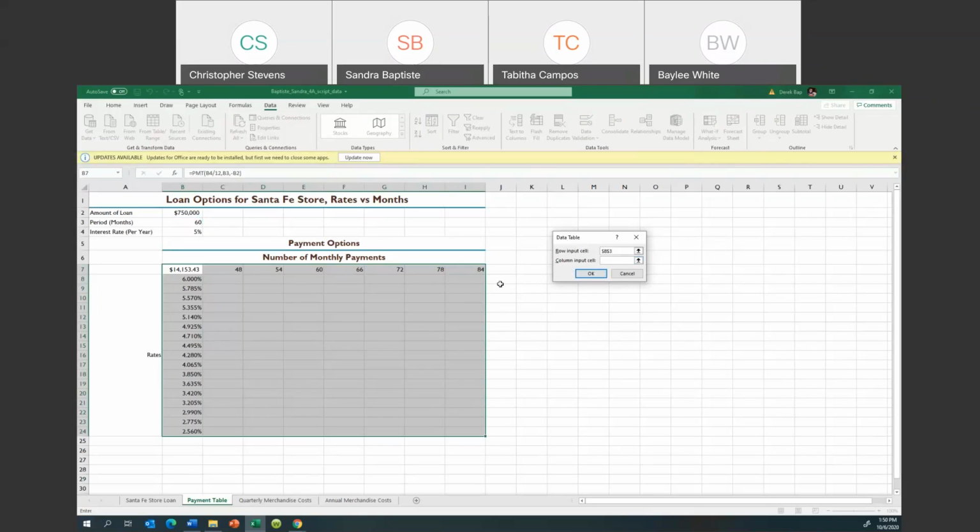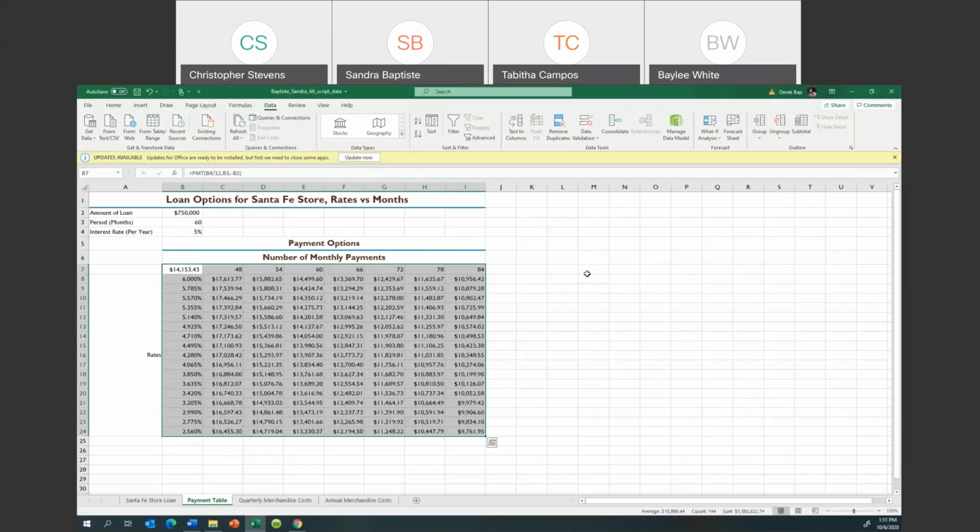It says, hey, what's in this column underneath me? Well, those are the interest rates. Where's the initial interest rate? It's in cell B4. So now that we have that information filled out, you can click OK. Lo and behold, here are all the different payments that we would have per month if we had a set number of payments and set interest rate. Excellent.